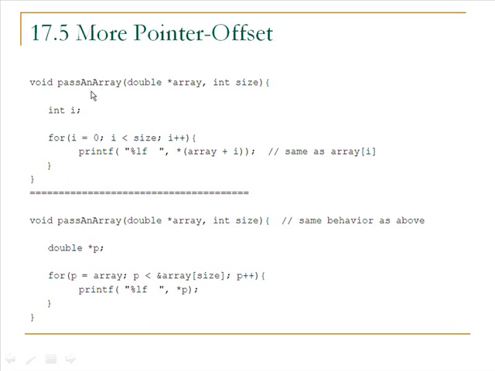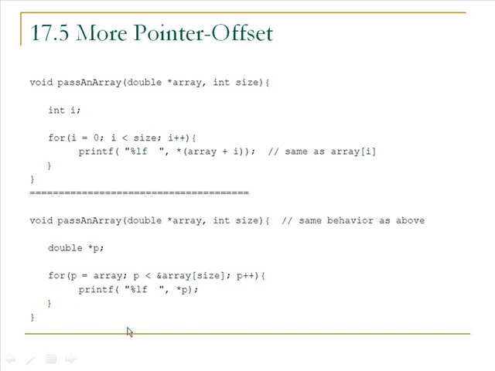We have the same objective. We're going to pass an array to a function, and then we're going to print out the values in that array. Now, as i increments, array plus i will get larger. So remember that array is the address of the 0th element, and if we add i to it, we would have the address of the ith element. And now the dereference operator says what's pointed at by array plus i will be the ith element in the array. So this is the same as array sub i using the subscript syntax, but we have the pointer offset syntax.